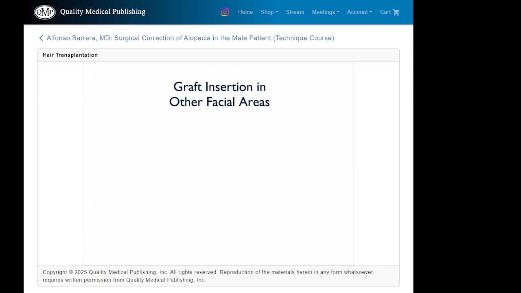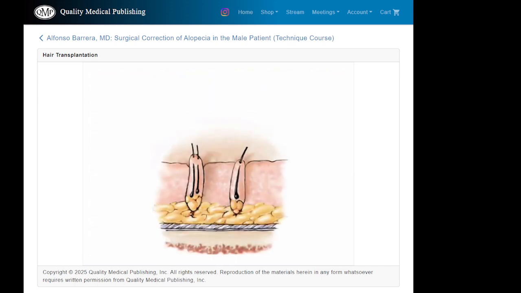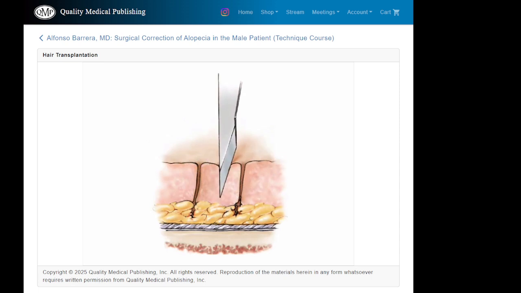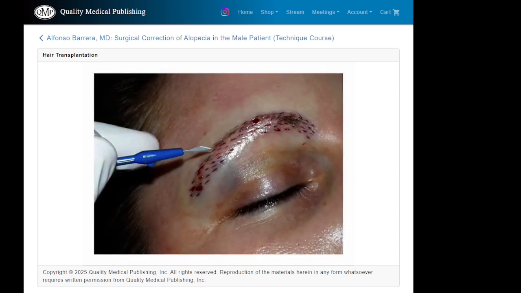Graft insertion in other facial areas. Although the procedure for inserting grafts on the face is similar to that for inserting grafts on the scalp, the technique is more difficult because there is a greater tendency for grafts to pop out as others are inserted. When restoring hair to the eyebrows, mustache, or beard, it is best to make most or all of the slits initially in a preliminary fashion and insert the grafts later to minimize the incidence of the grafts popping out.